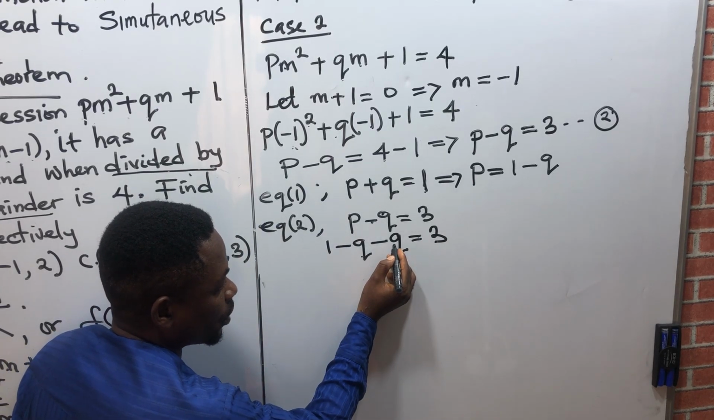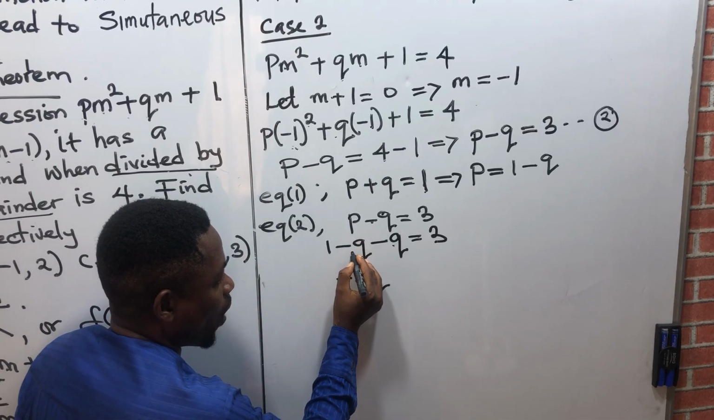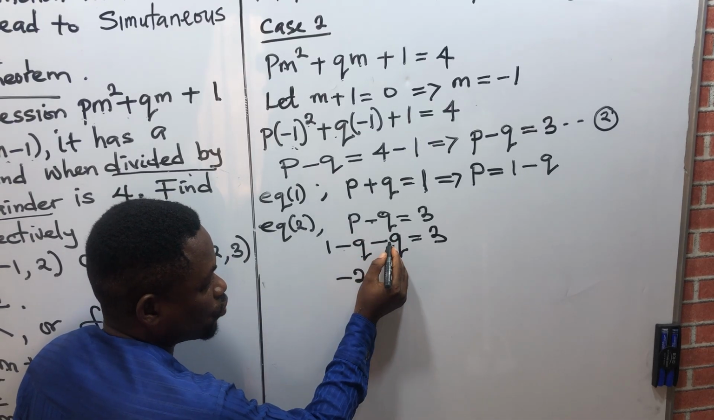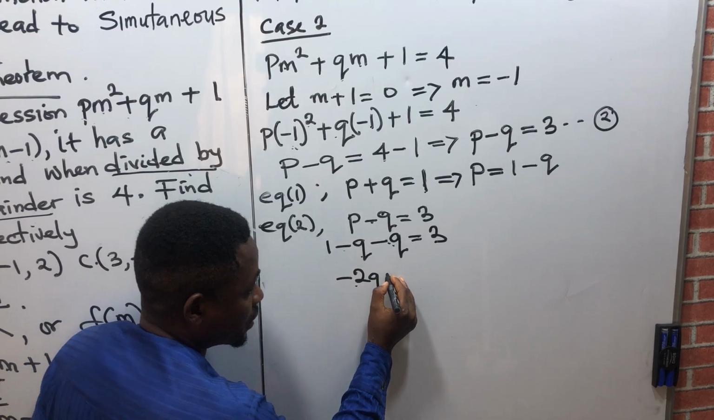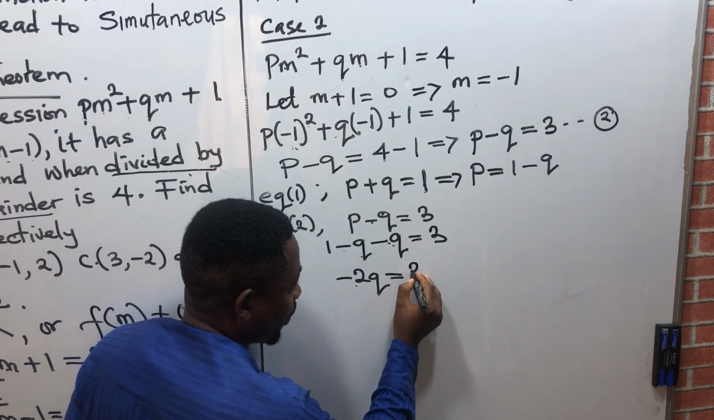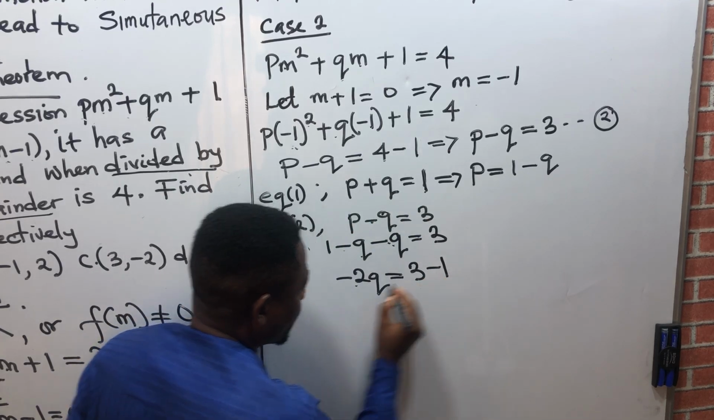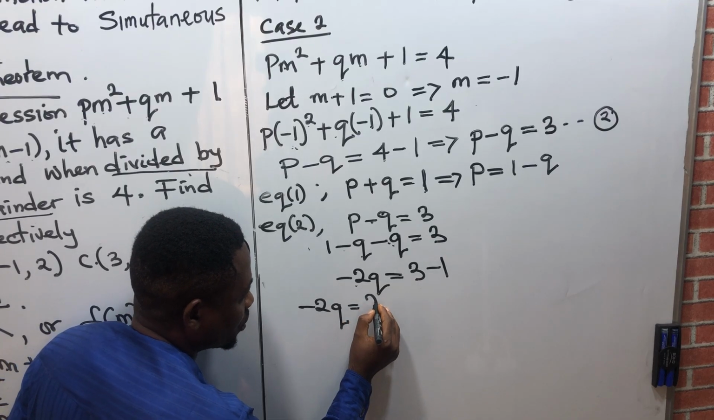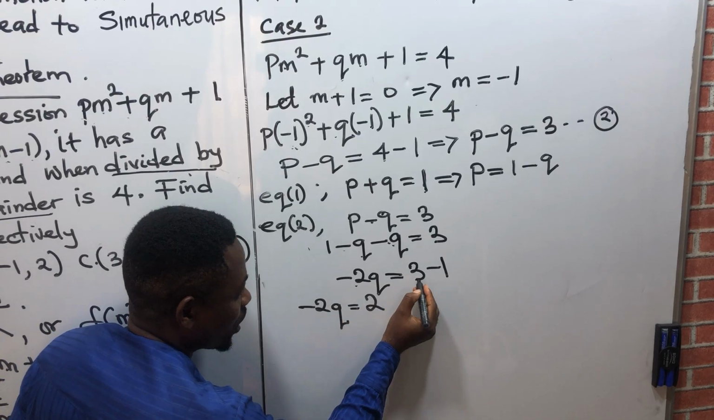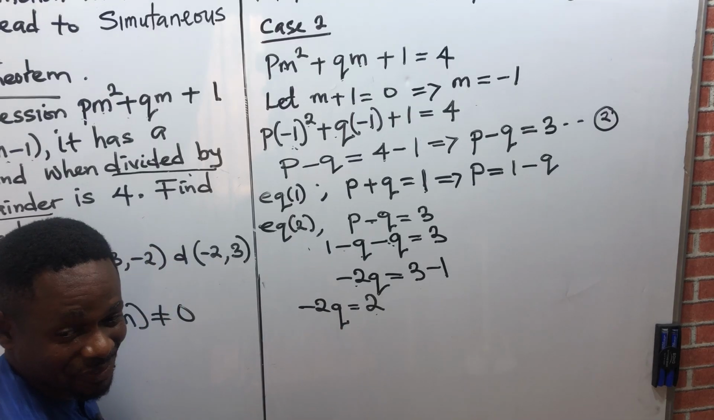Collection of like terms. Minus Q minus Q will give us minus 2Q. Invisible 1, invisible 1, minus 1 is minus 2, then you bring one of the Q. Then it is now equal to, this is 3, right? This 1 will move over to the right. It will give you minus 1. Then which means minus 2Q should now be equal to 2. Are you there? How is it 2? 3 minus 1 is 2. Freely, I can make Q subject of the formula.